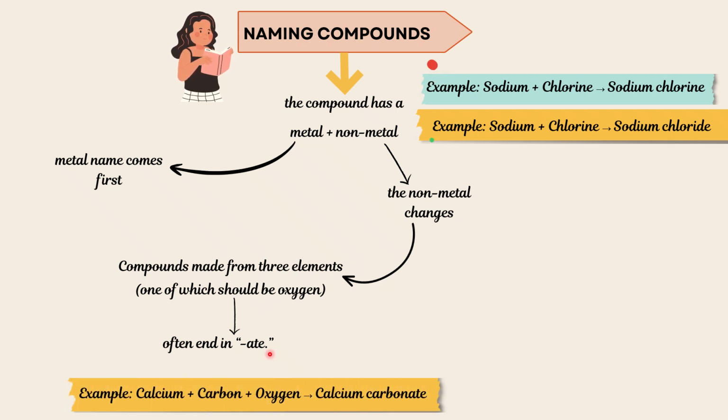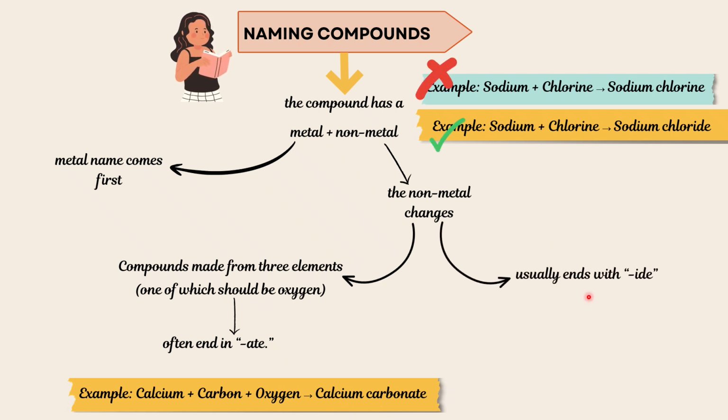Okay, so for example, if I have calcium plus carbon plus oxygen. Here I have three elements combining together and one of them is oxygen. So I will write the name of the metal first. So which one is the metal? The metal is calcium. So I will write calcium, and then carbon and oxygen combine and I will end their name as what? ATE. So I will write it as carbonate. Hope it makes sense to you.